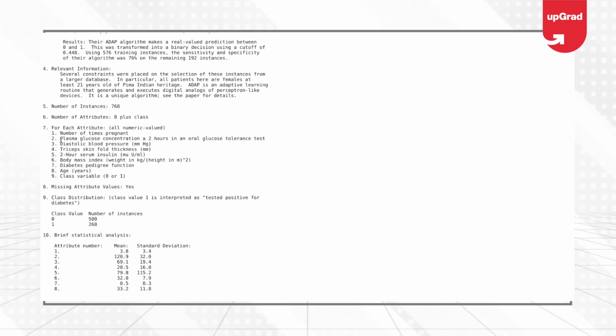So what is the first attribute? Number of times being pregnant, plasma glucose concentration, diastolic blood pressure, tricep skin fold thickness, 2 hour serum insulin, body mass index, diabetes pedigree function, age, and lastly the outcome, 0 or 1. What is 1? Tested positive, has diabetes, otherwise 0, no diabetes. Class 0 has 500 instances, class 1 has 268 instances. Just check the mean and standard deviation also here.